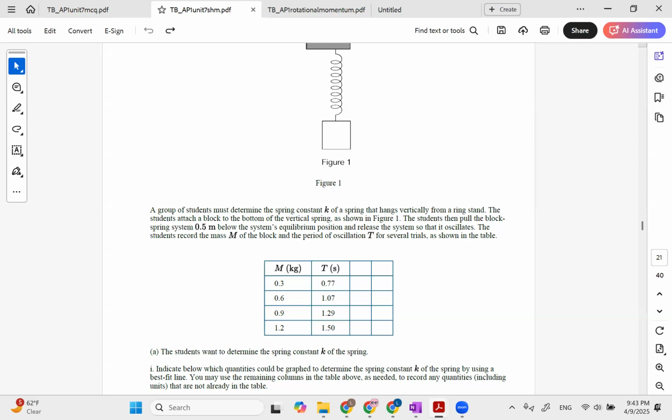A group of students must determine the spring constant k of a spring that hangs vertically from a ring stand. The students attach a block to the bottom of the vertical spring, as shown in Figure 1. The students then pull the block-spring system 0.5 meter below the system's equilibrium position and release the system so that it oscillates. The students record the mass m of the block and the period of oscillation T for several trials as shown in the table. The students want to determine the spring constant k of the spring.